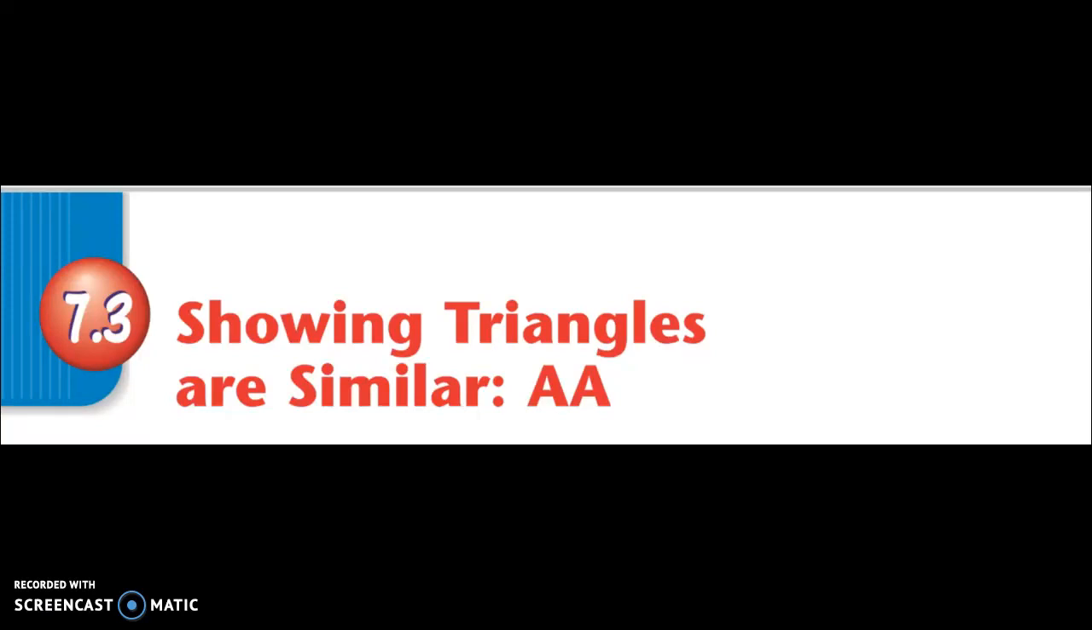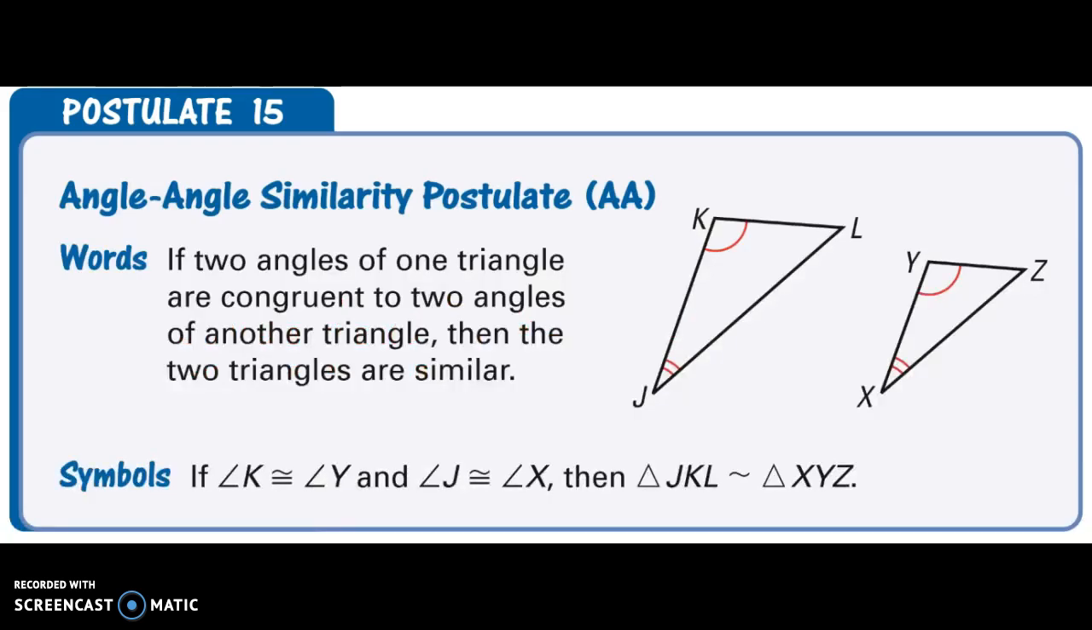Alright, go ahead and title your note 7.3 Showing Triangles Are Similar Using Angle-Angle Similarity Postulate. For this section, we're going to focus on the angle-angle similarity postulate. What this postulate says is that if you have two angles of one triangle congruent to two angles of another triangle, then the two triangles are similar.